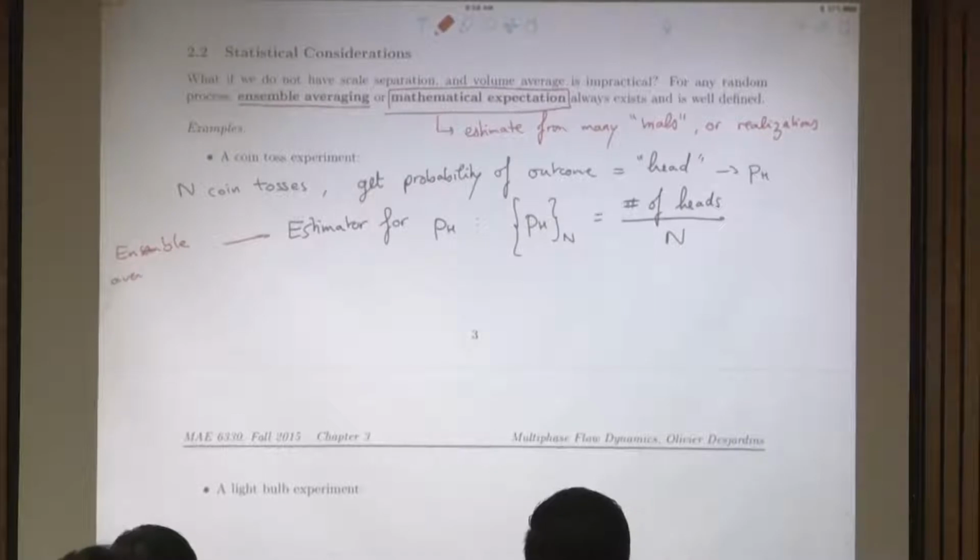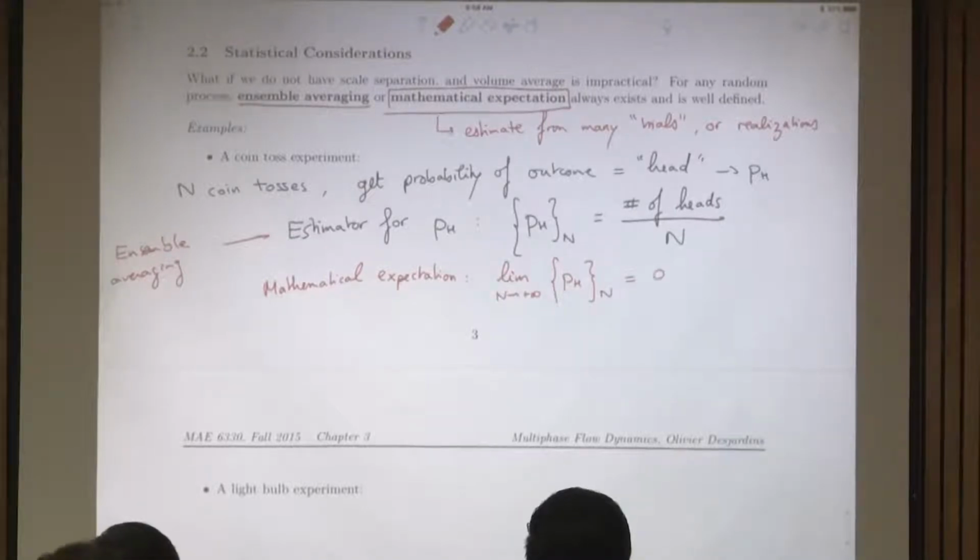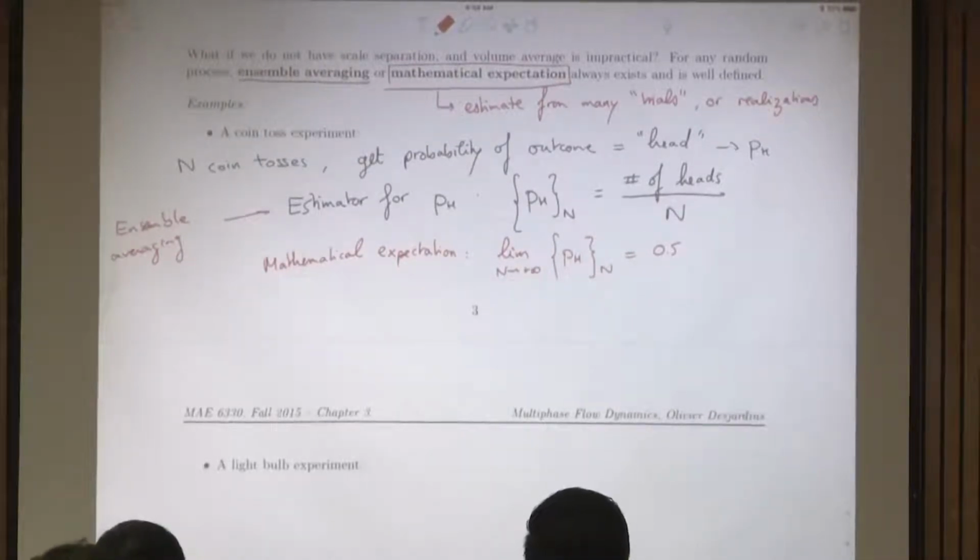So with this, the properly defined mathematical expectation will be the limit as n goes to plus infinity of this estimator based on ensemble averaging, which I would certainly hope that in most circumstances would be 0.5. Okay, so this is something that's not particularly magical, but you can already see the issue. You have to run multiple trials.